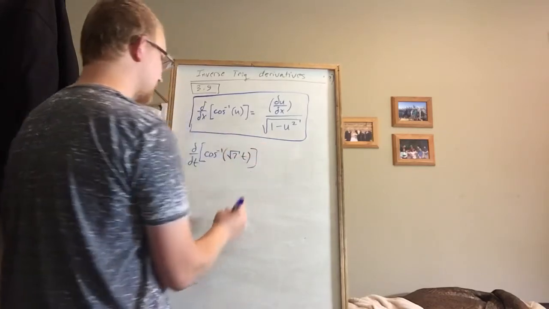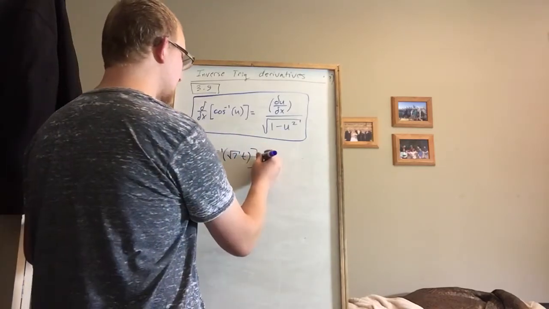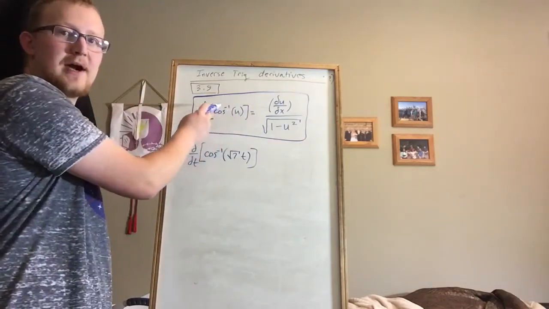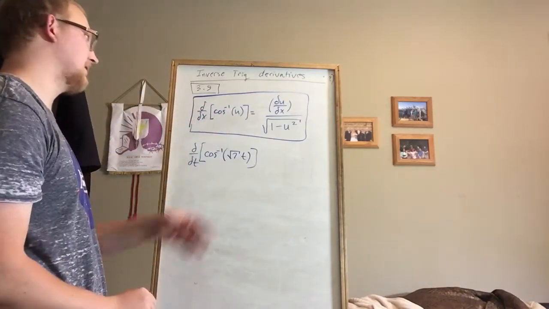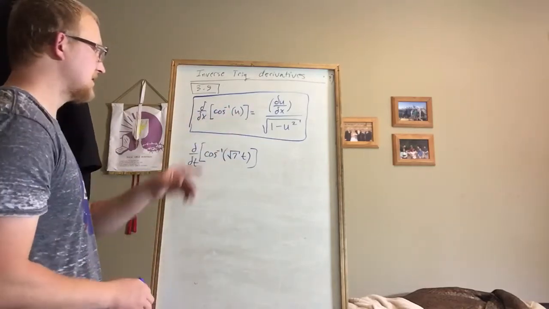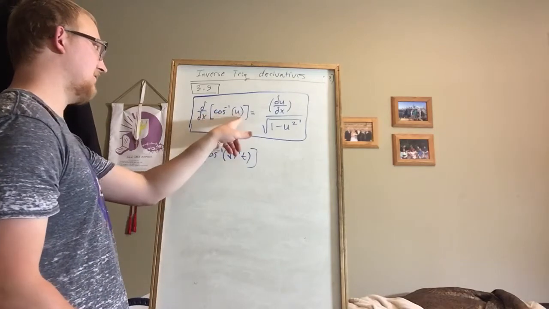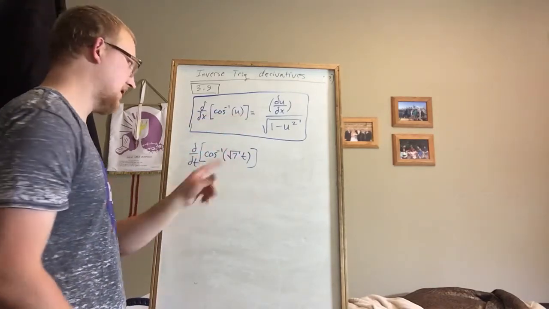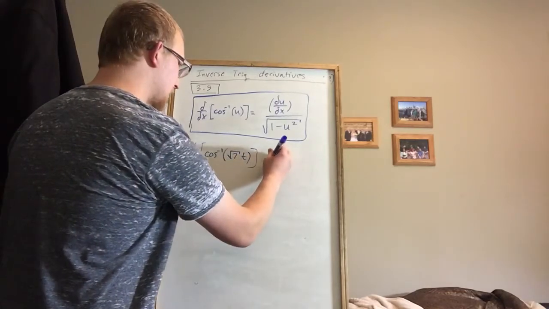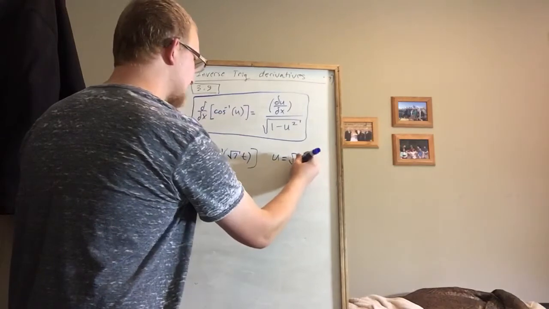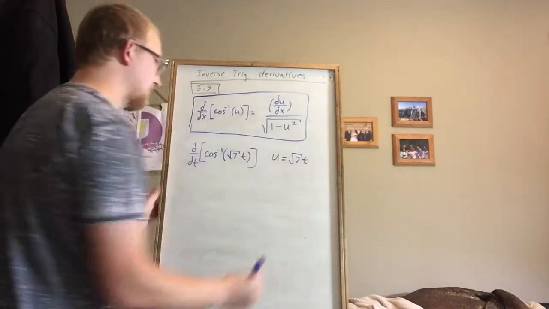What we're going to do here is figure out what goes where. This is really important, to be able to read charts and figure out where to plug things in. If this is arc cosine of u, and this is arc cosine of u, then what does u equal? To follow our identity, u has to equal root 7 times t.